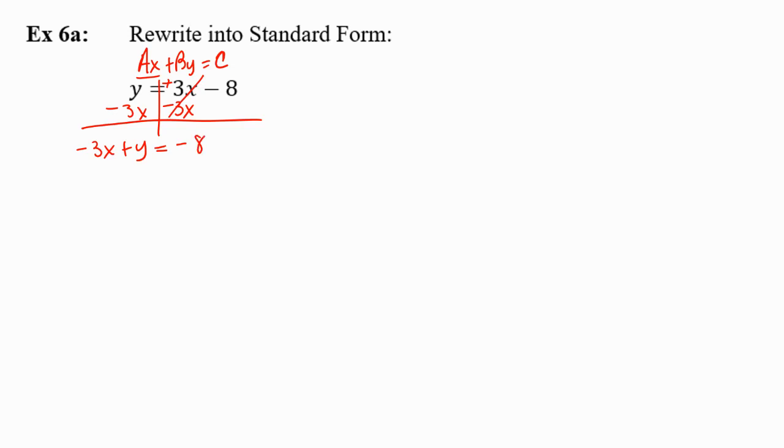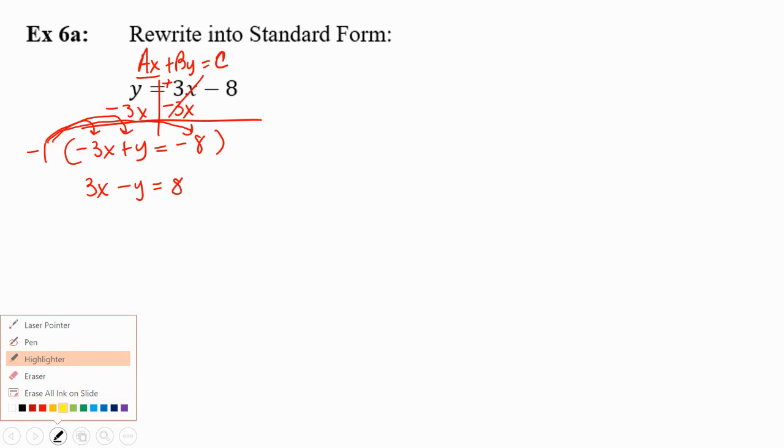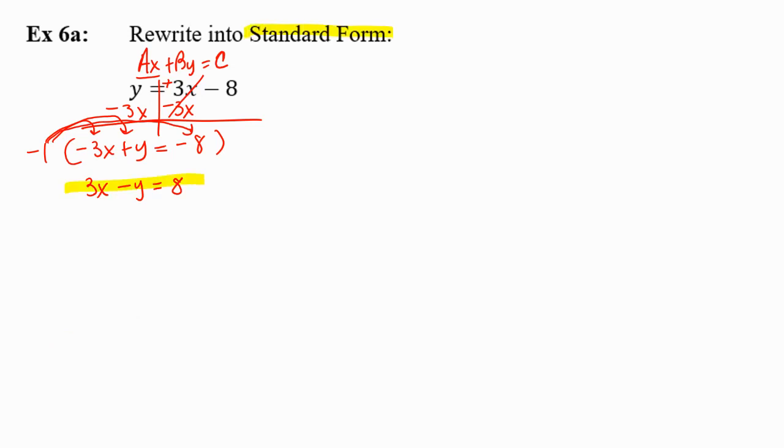A, b, and c are integers, but we need a to be positive. And again, the easiest way to accomplish that is to multiply everything by negative 1, because a negative and a negative will give me a positive 3, which is perfect. Negative 1 times y will give me minus y. A negative 1 times a negative 8 will give me a positive 8. So a, b, and c are integers, and a is positive like we need it to be. So standard form, 3x minus y is equal to 8.